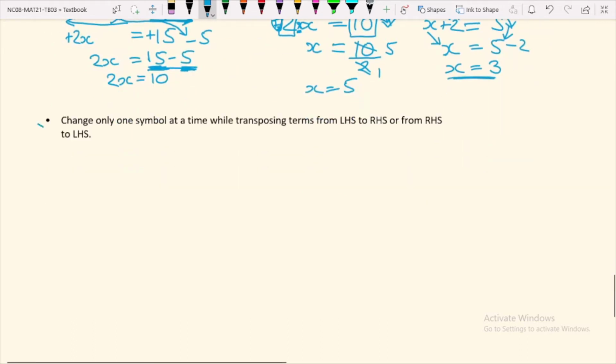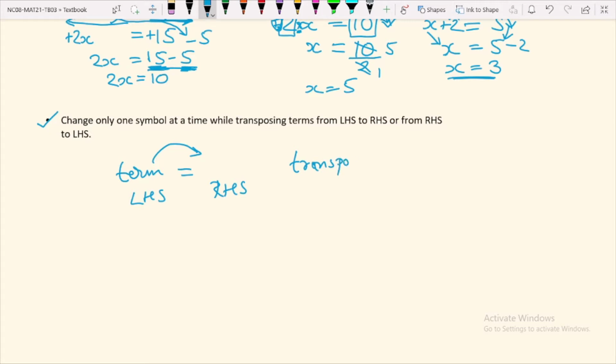Next point to remember is change only one symbol at a time while transposing terms from LHS to RHS or from RHS to LHS. Whenever we shift a term from LHS to RHS, this process of shifting is called transposing. This process of moving the terms from LHS to RHS or RHS to LHS is called transposing. So while transposing the terms, we can change only one symbol at a time.